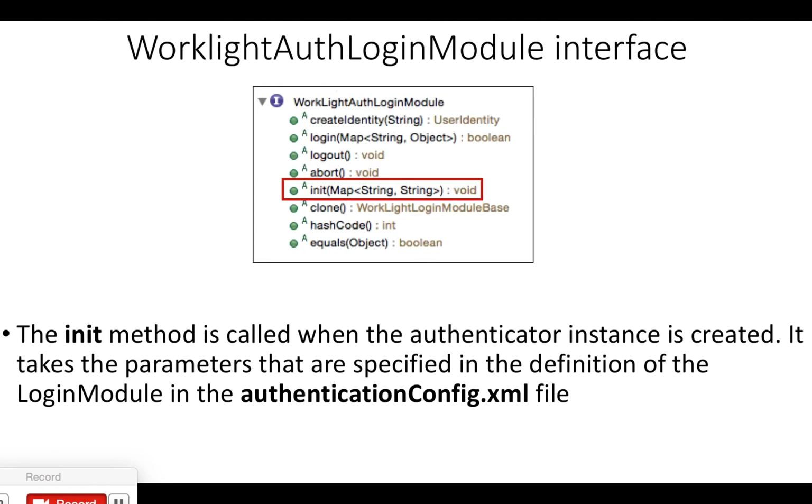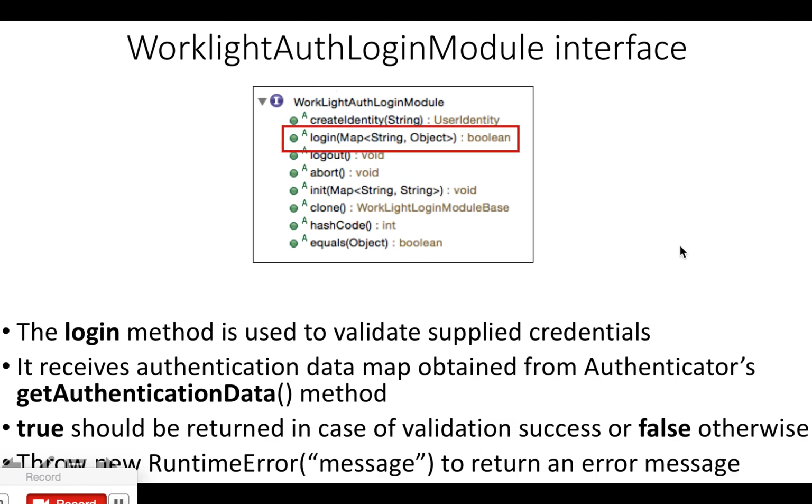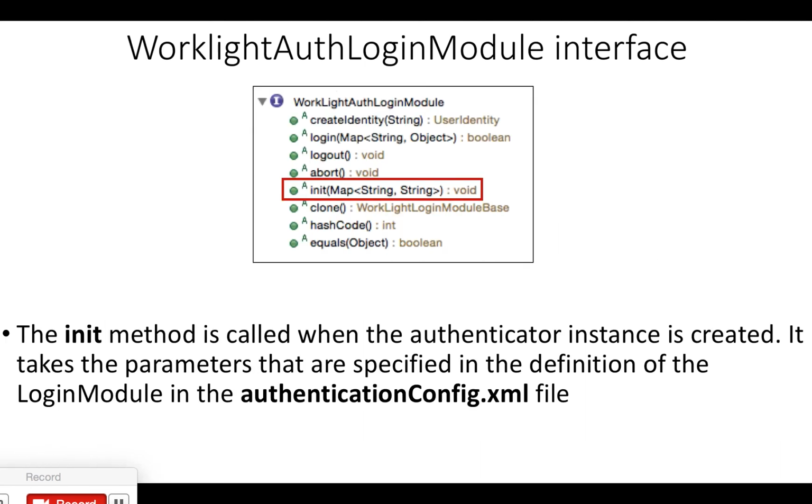So WorklightAuthLogin Module is an interface you can implement, and it has several methods. The init method is very similar to the Authenticator init method. It's basically called when the login module instance is created. It takes parameters that are specified in the definition of the login module in the authentication config XML file, and we will see it once we get to the sample code.